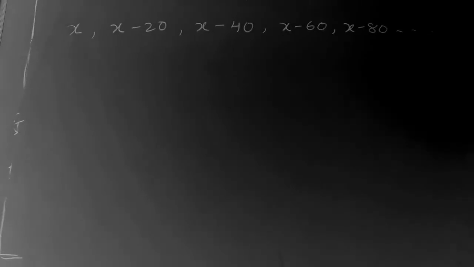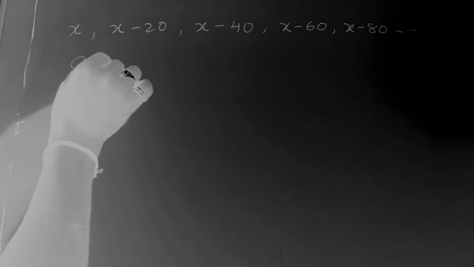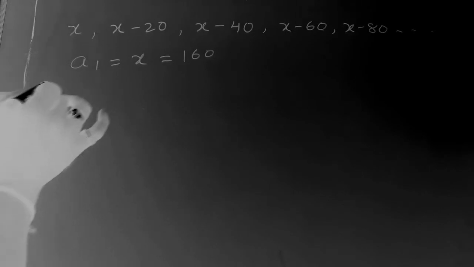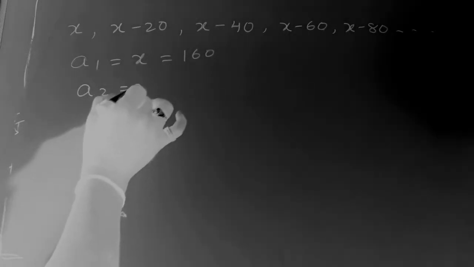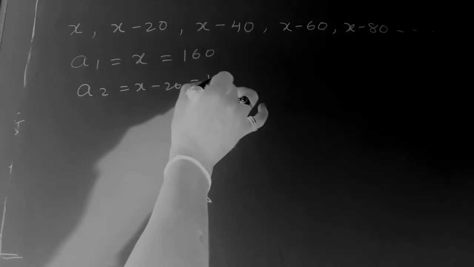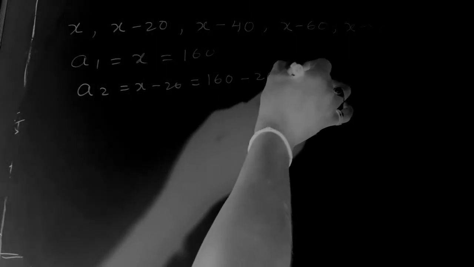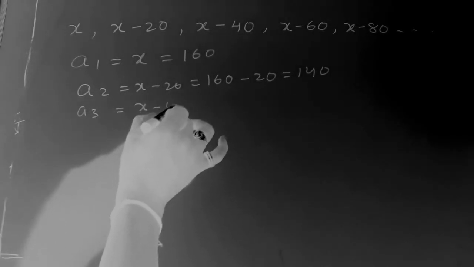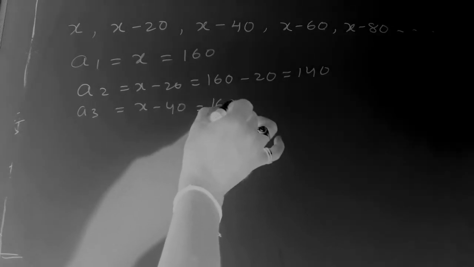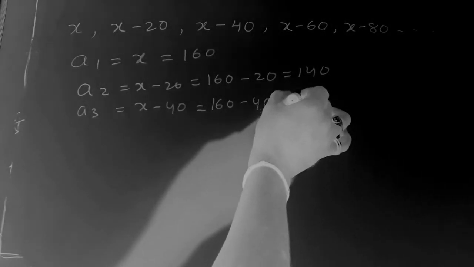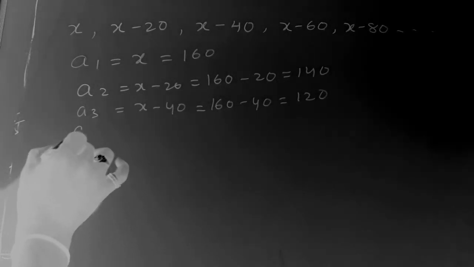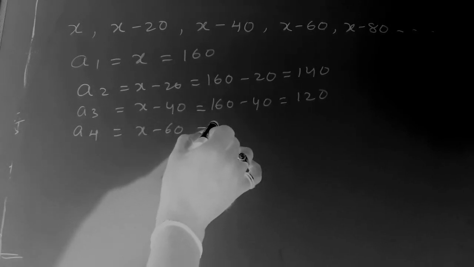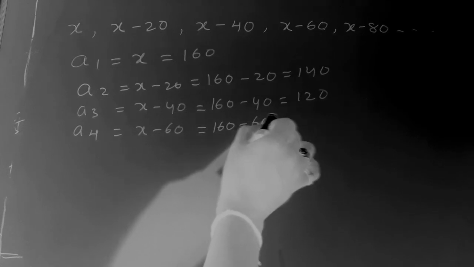The first prize will be x, which is equal to 160. The second prize will be x minus 20. 160 minus 20 is nothing but 140. The third prize will be x minus 40. So 160 minus 40 is nothing but 120. The fourth prize is x minus 60, so that is 160 minus 60, which is 100.